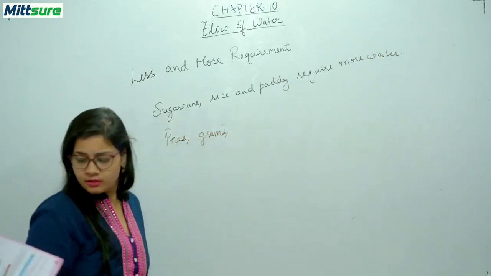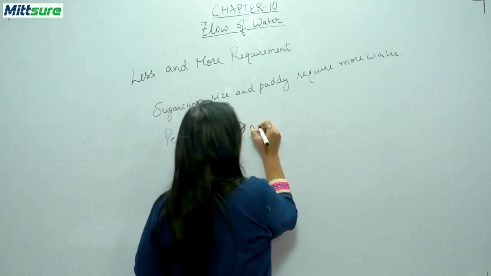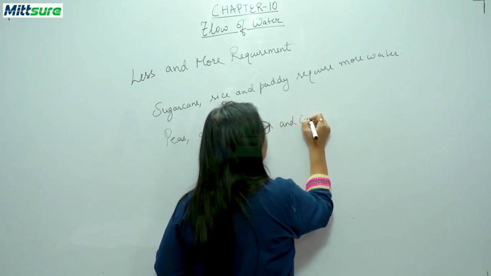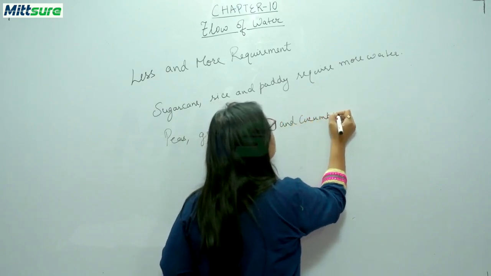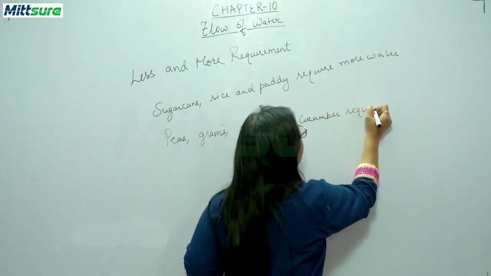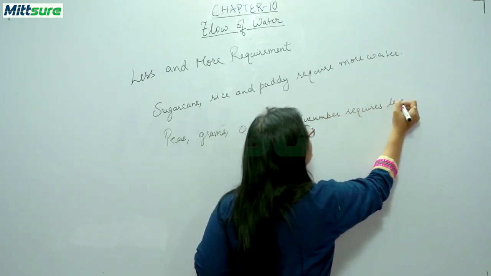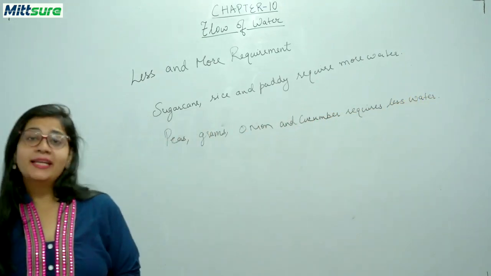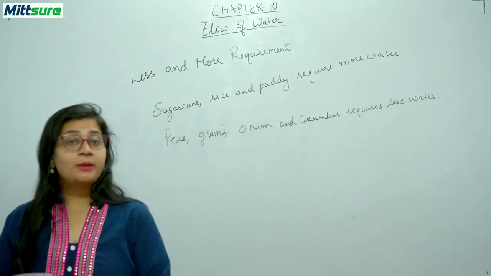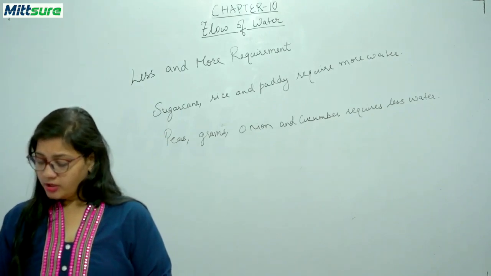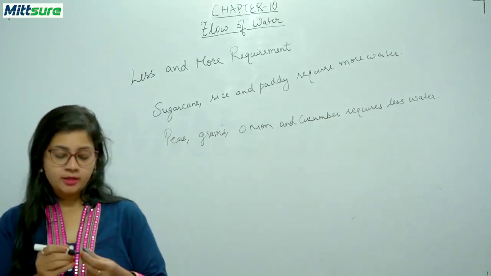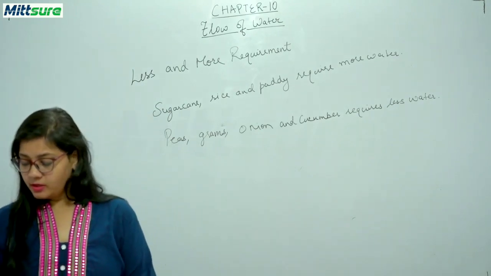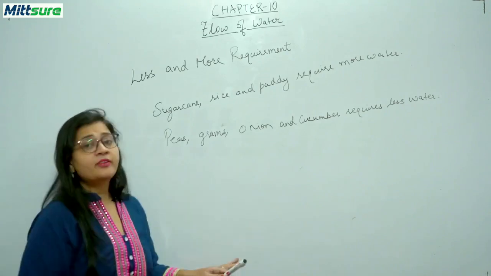Okay, and similarly the crops of peas, grams, onion and cucumber require less water. So if you have an idea which crop needs more water and which needs less, we can prevent the wastage of water which happens in the fields. Okay, are we clear on this?